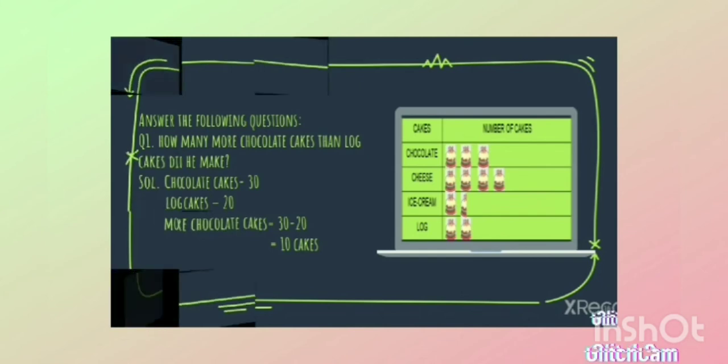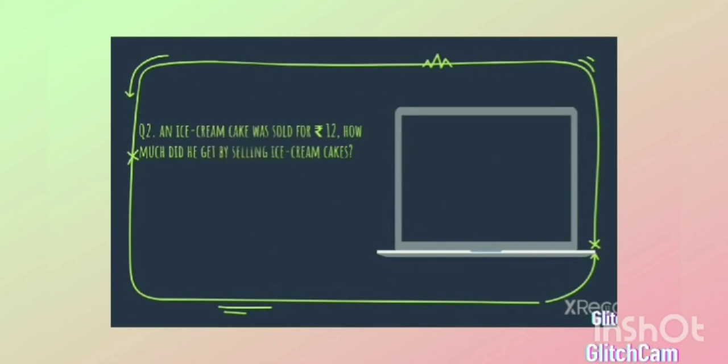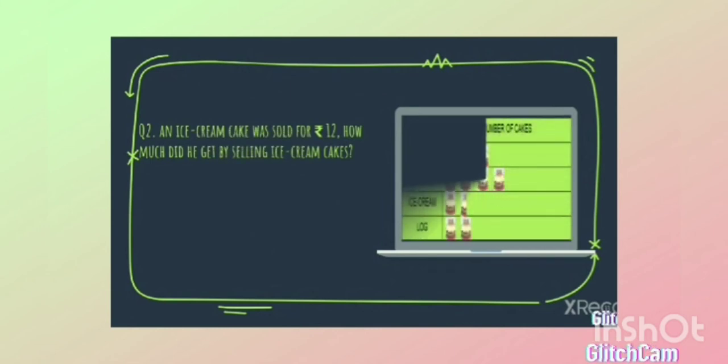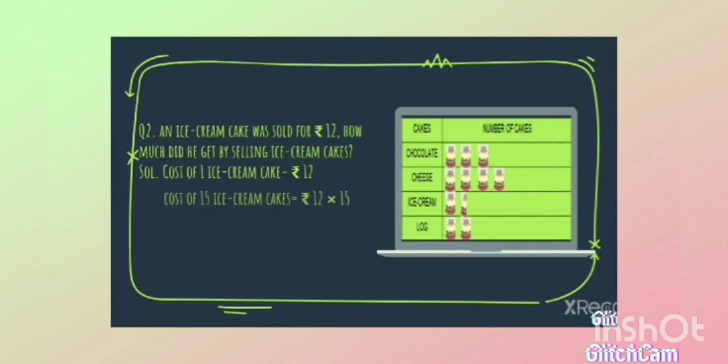Question number 2 is, an ice cream cake was sold for rupees 12. How much did he get by selling ice cream cakes? Here, cost of one ice cream cake is rupees 12 and there are 15 ice cream cakes. Hence, we will multiply rupees 12 by 15 and rupees 180 will be the answer.